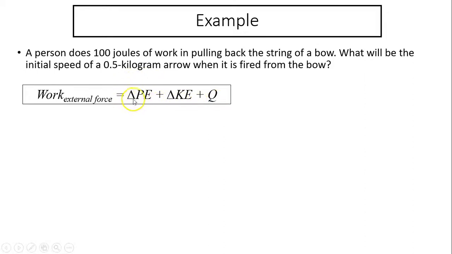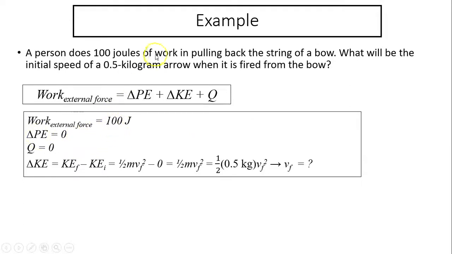Let's see change in potential. Before you pull the string, there is no potential energy on the bow. After it's released, it still has no potential energy. So there is no change in potential. But before you did work, the kinetic energy is 0 because it was at rest. After you did work, the kinetic energy has increased, equal to 1/2 m vf squared. And Q is related to resistance or friction. That was not mentioned here, so we say Q equals 0.